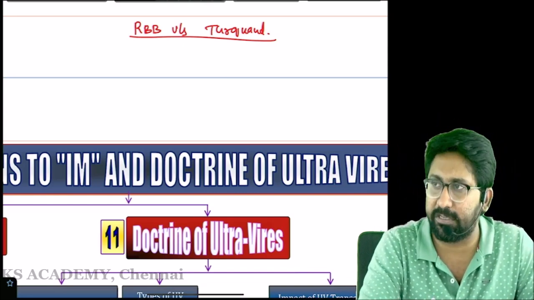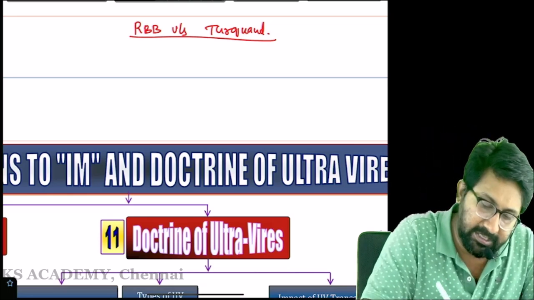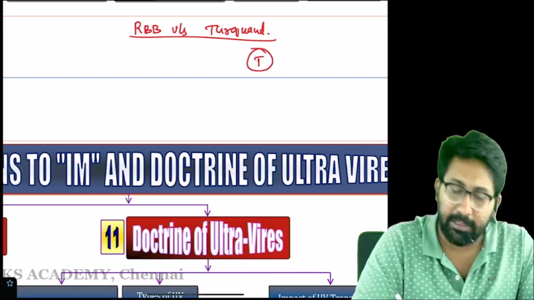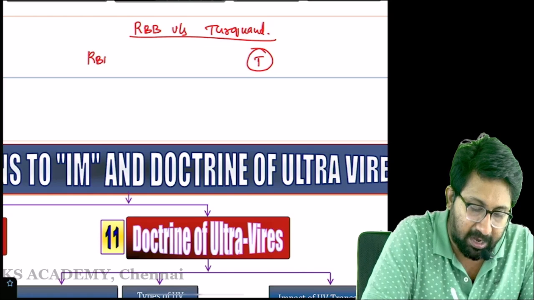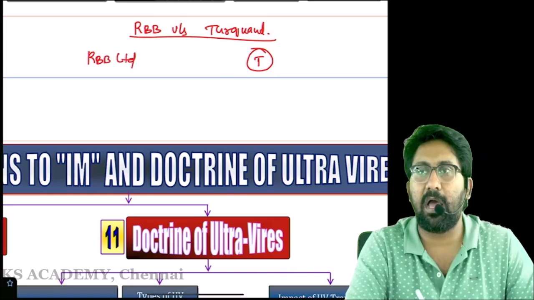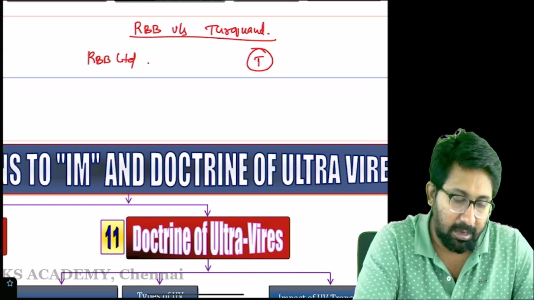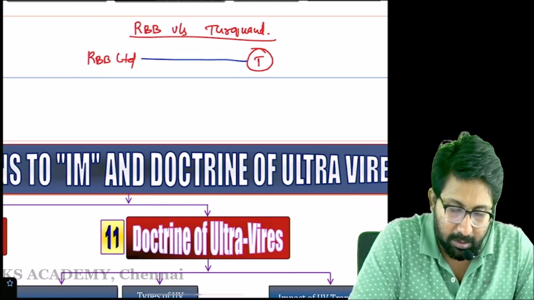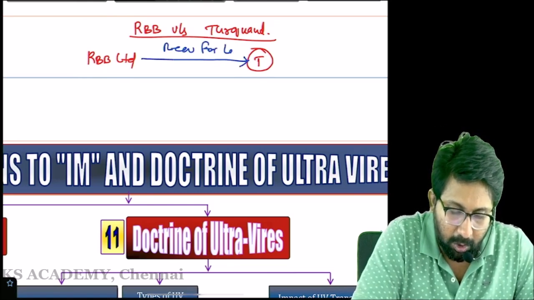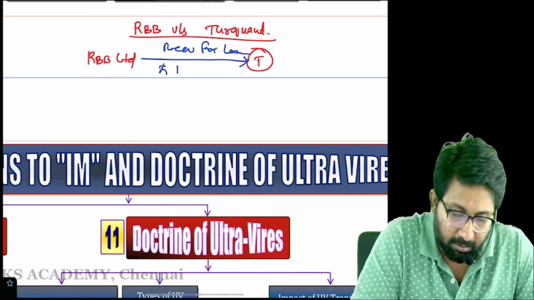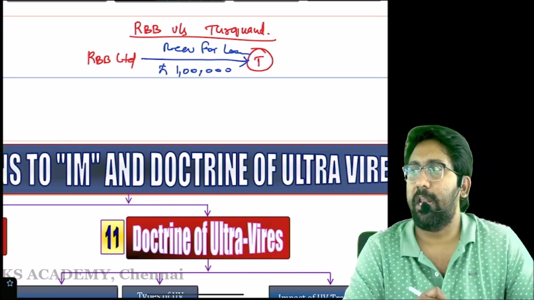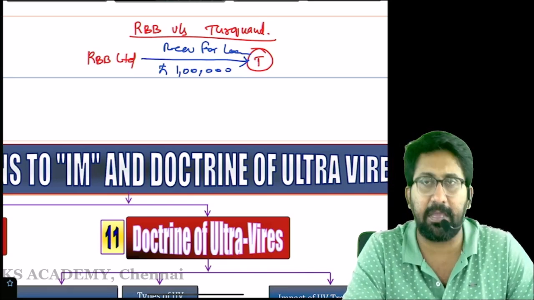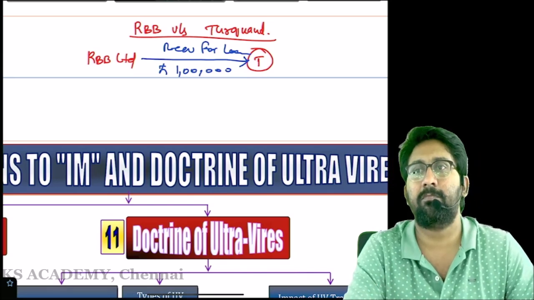Royal British Bank versus Turquoise. In this case law, there is a money lender in the name of Turquoise. This fellow went to a company called RBB Limited. RBB Limited approached T and asked for a loan amount from him. Request for loan: pounds 1 lakh. Tell me, who is an outsider here, T or RBB? Outsider to whom?